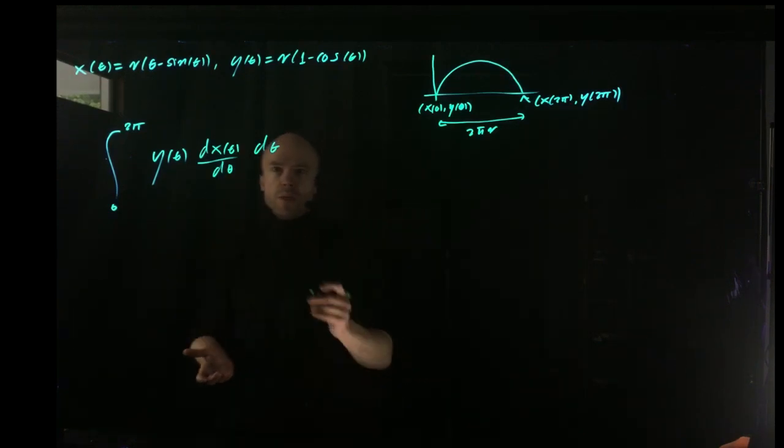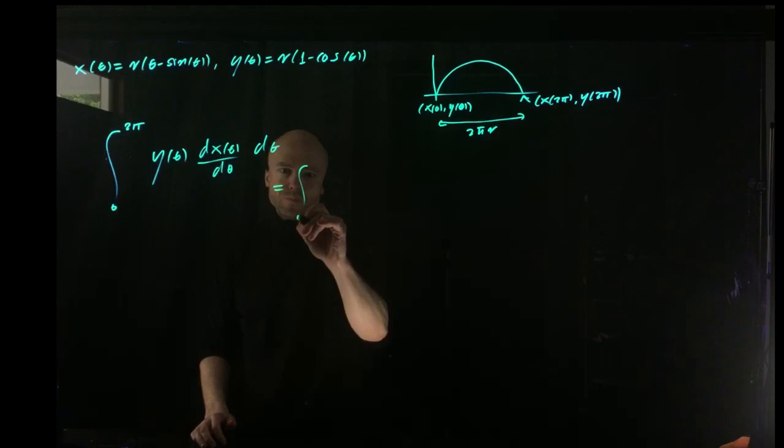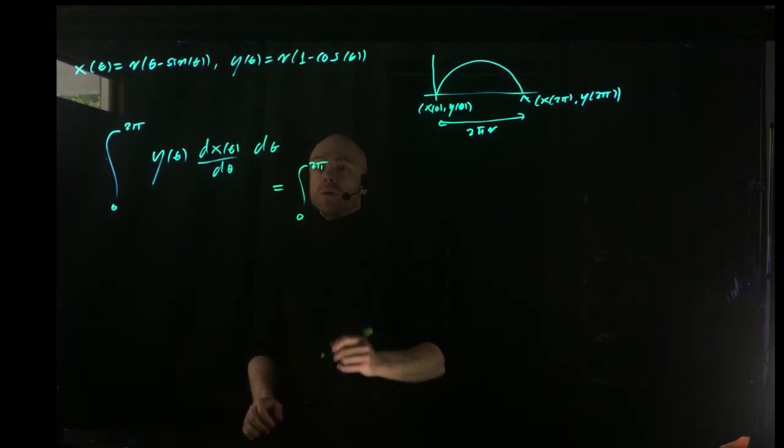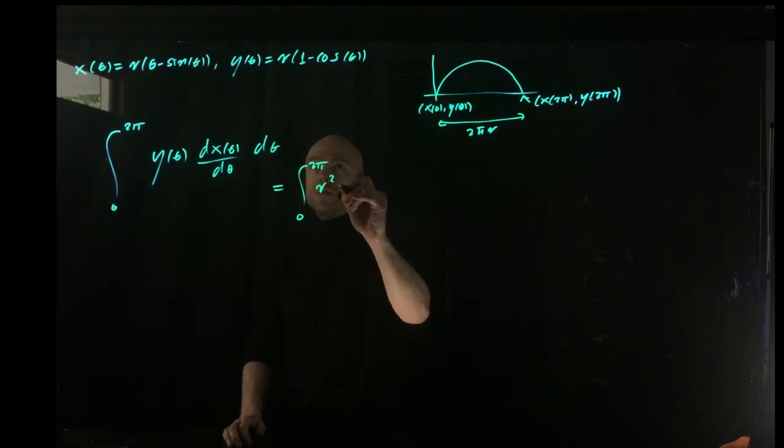And then we just put in the pieces. So if we put in the pieces, what do we have? So we're going to have an r squared, pull out straight away.